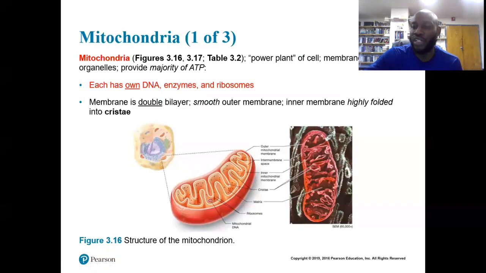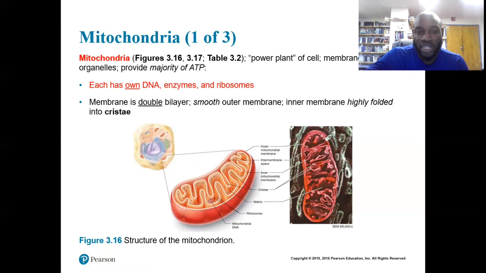Okay, so now we're going to go through the different organelles. Mitochondria, known as the power plant of the cell. We're going to talk a lot about mitochondria when we talk about things such as ATP and the energy of the cell. It is a membrane-bound organelle, provides the majority of ATP. Mitochondria has its own DNA, has enzymes, and also has ribosomes. Ribosomes, where we have protein synthesis, enzymes speed up reactions, DNA codes for specific proteins.